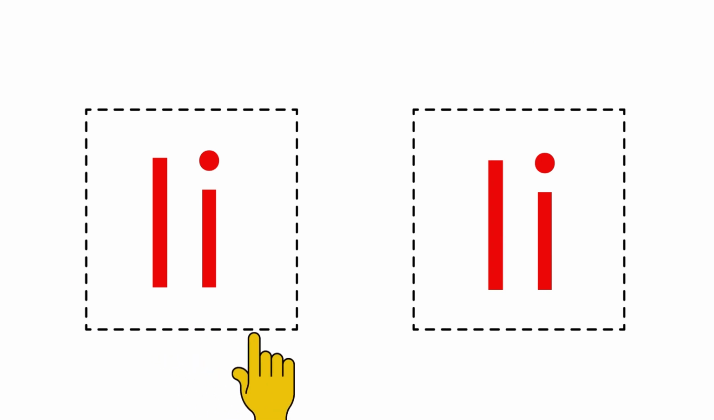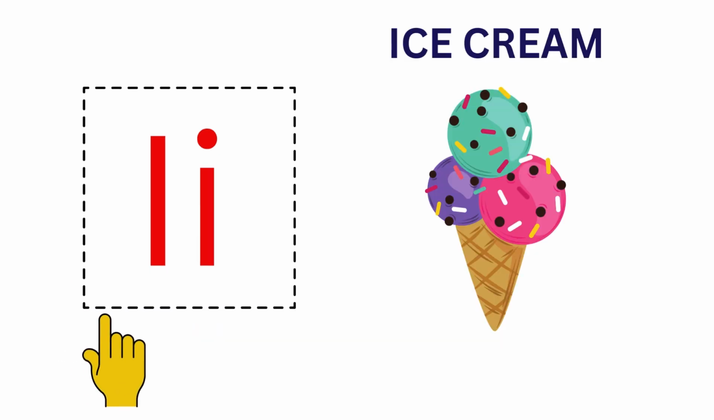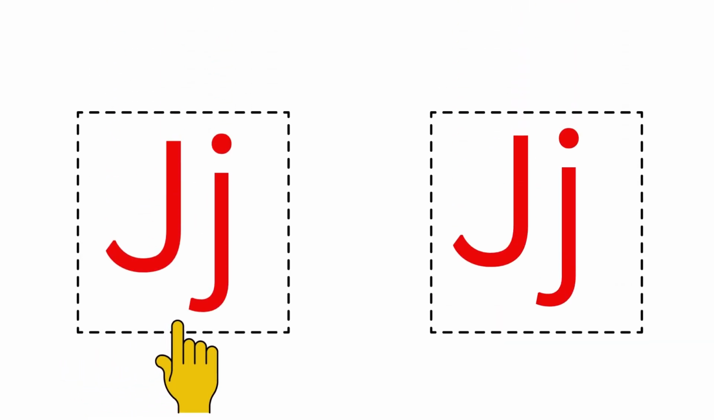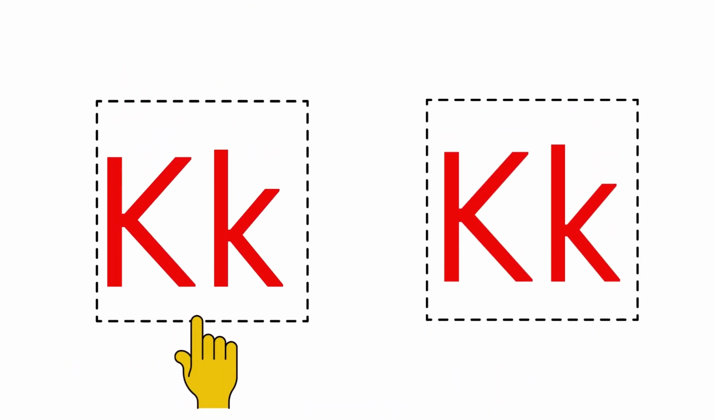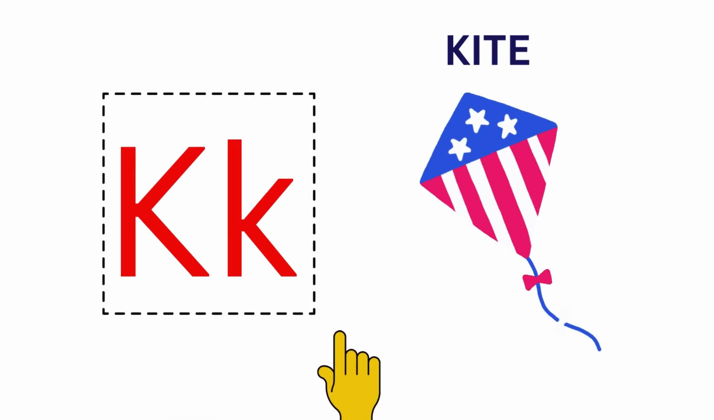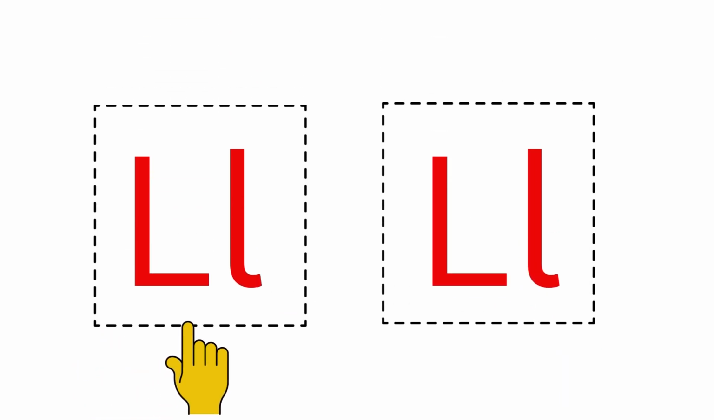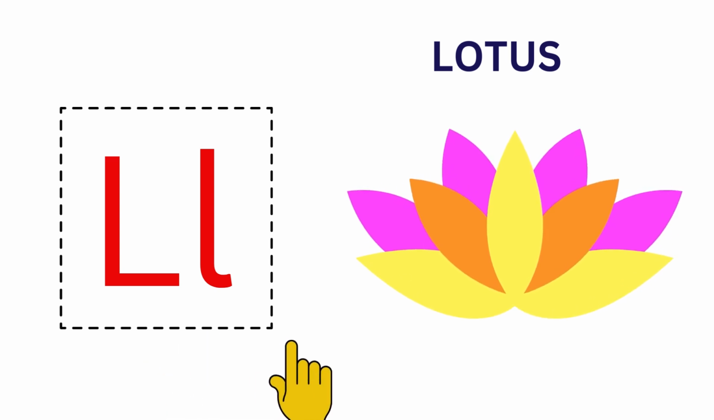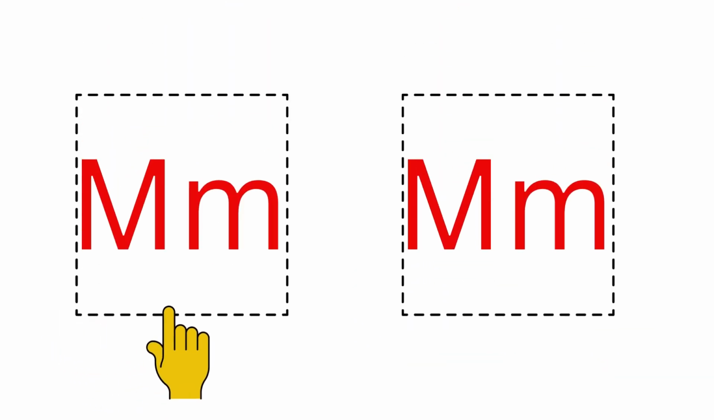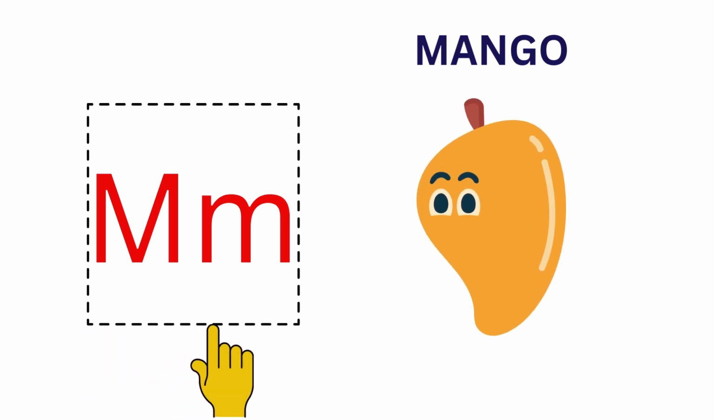I. I for ice cream. J. J for jug. K. K for kite. L. L for lotus. M. M for mango.